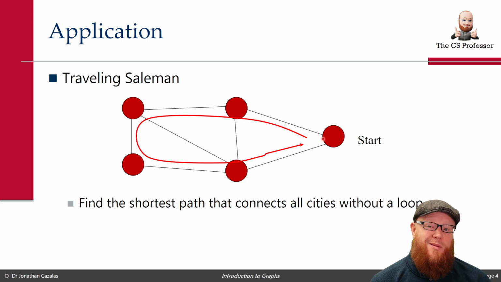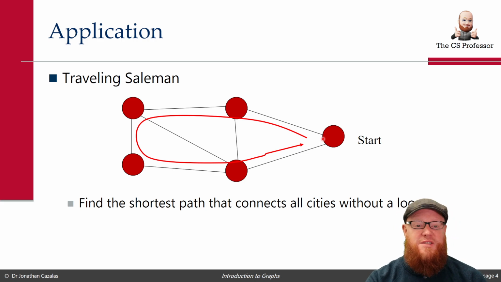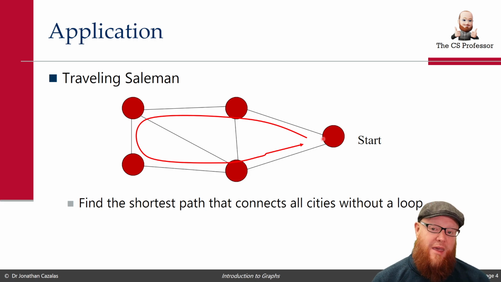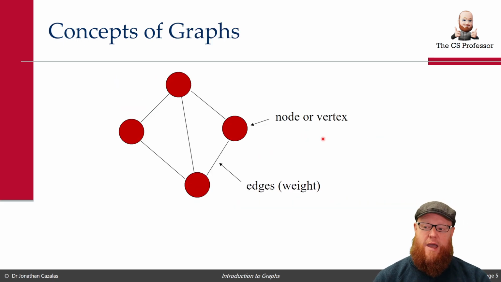Why is it a famous problem? Because you want to do it in the most efficient manner, right? You don't want to go backtracking and revisiting cities when you don't need to visit them again. And ultimately, you want to get back home in the most efficient manner, optimizing gas, optimizing travel time. A very famous problem on graphs.